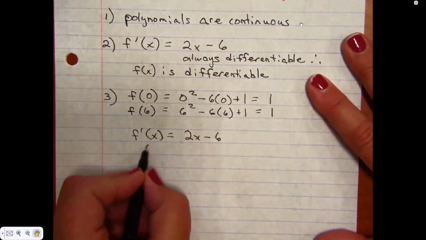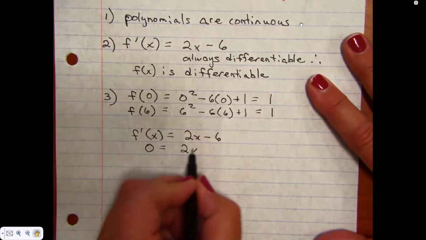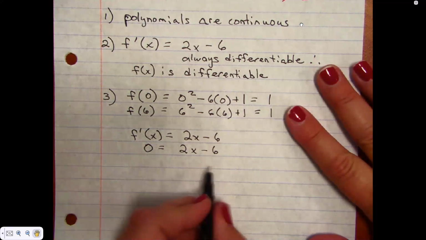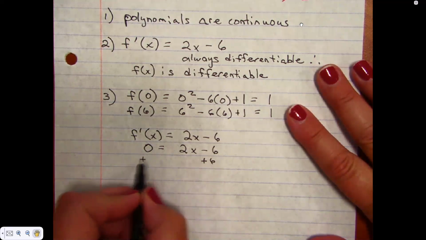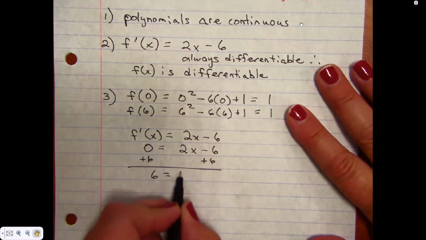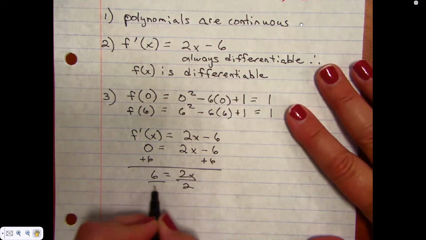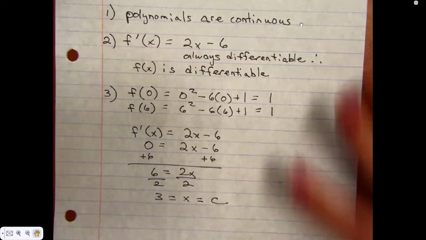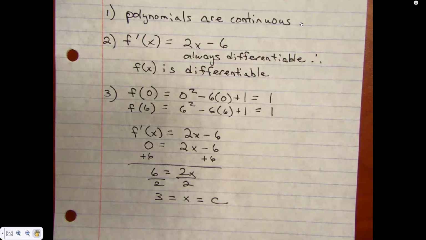And let's find that C value. When is the derivative equal to 0? When is the derivative equal to 0? So add a 6, divide by 2, and what is that x value or C value is 3. So what's happening at 3? Either a peak or valley.